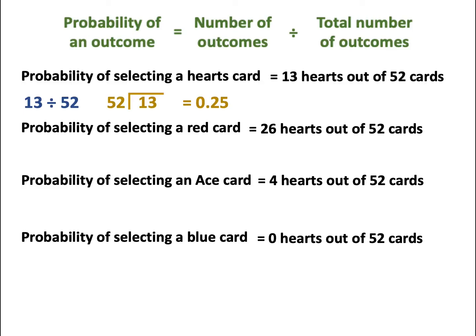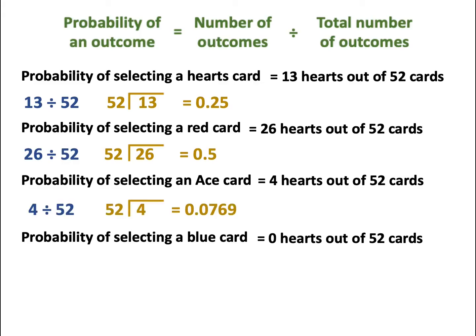To find the probability of red cards, we recognize that there are 26 red cards out of 52. The calculation would then be 26 divided by 52. Therefore, the probability of selecting a red card is 0.5, or half. For the probability of selecting an ace card, we can see that there are 4 aces out of 52. So the calculation would be 4 divided by 52, which equals 0.769 to 3 decimal places.